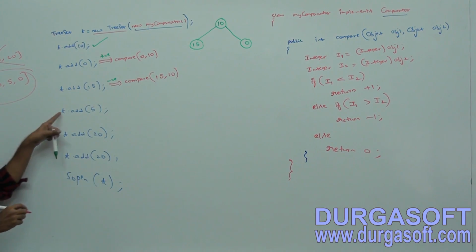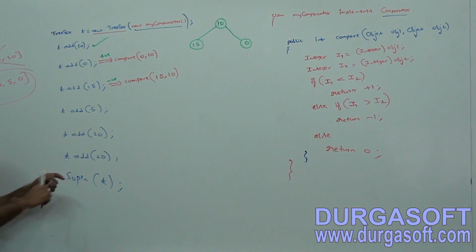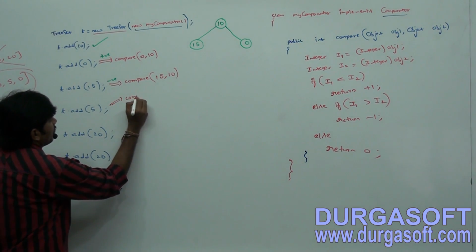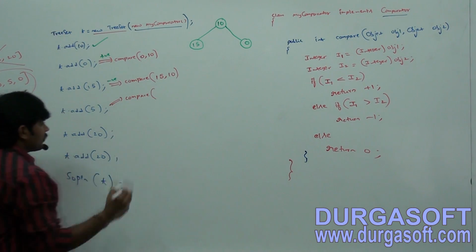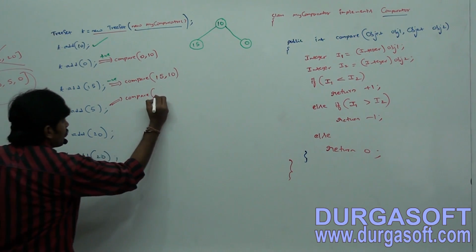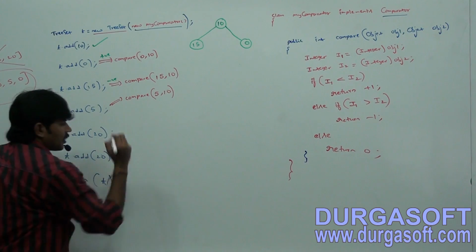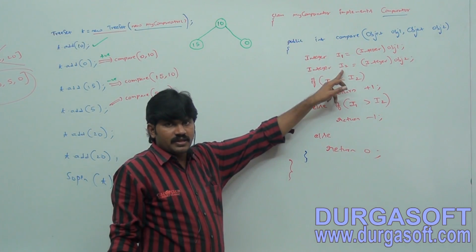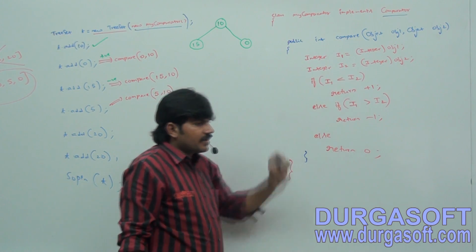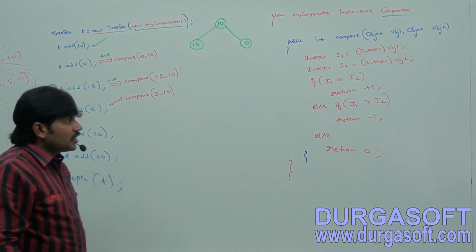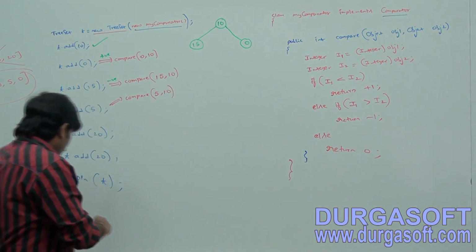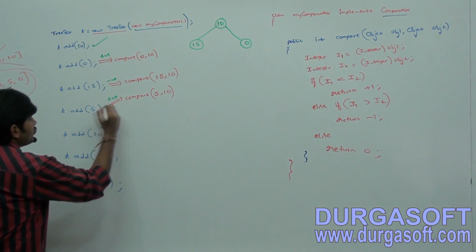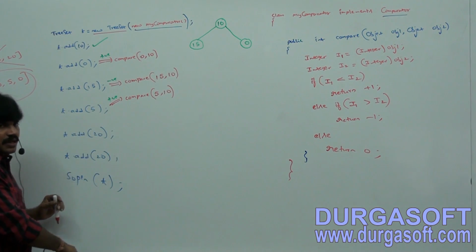Next, t dot add of 5. Can you tell which compare method? Compare of what? 5, 10. Compare of 5, 10. I1 is 5, I2 is 10. 5 less than 10, satisfied or not? Satisfied. Return +1. +1 means what? Positive. Positive means 5 should come to the right hand side.